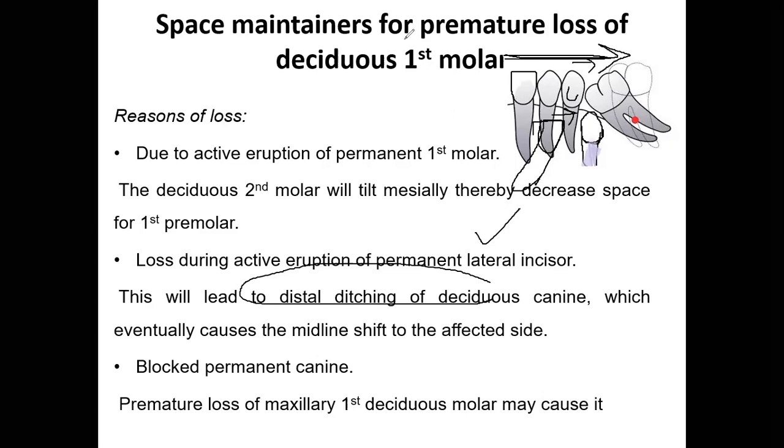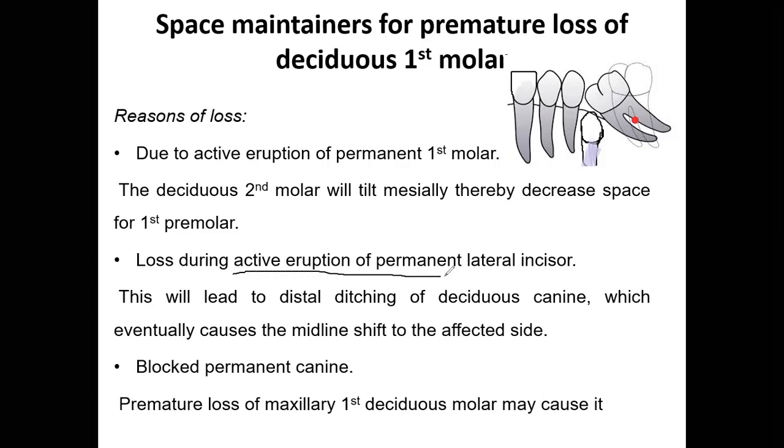This is another scenario, or the reason of a loss of a deciduous first molar or premature loss of space due to the loss of a deciduous molar. One was drifting of the second deciduous molar taking the space, or the erupting permanent lateral incisor was applying pressure over the deciduous canine, which was causing distal tilting.